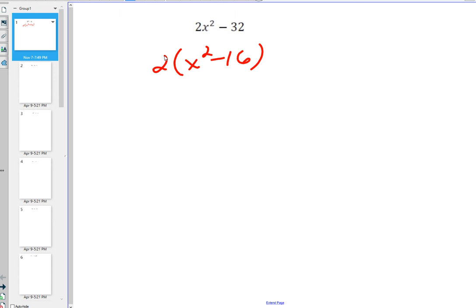So a difference of squares looks like its conjugates in factored form. This is x plus 4, x minus 4. You should know what conjugates are by now also.